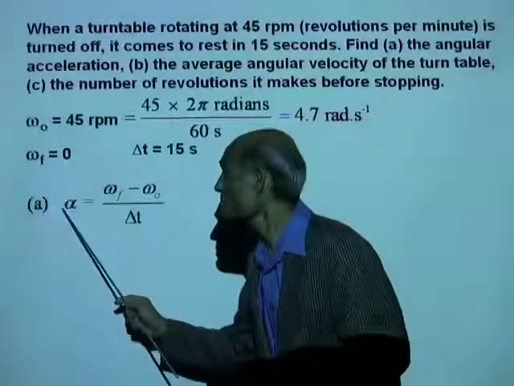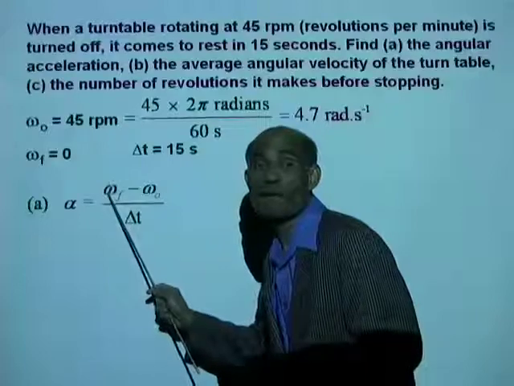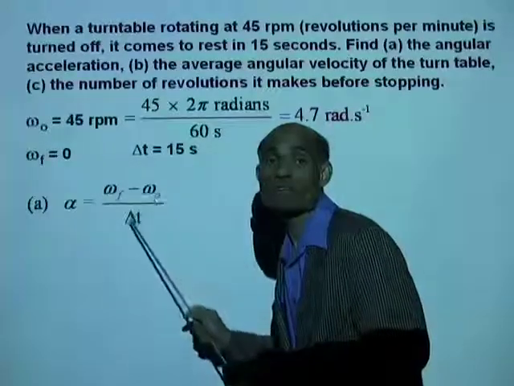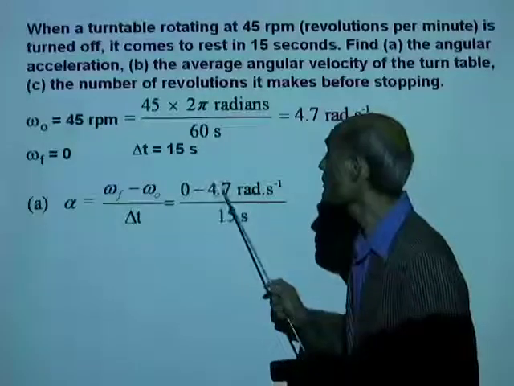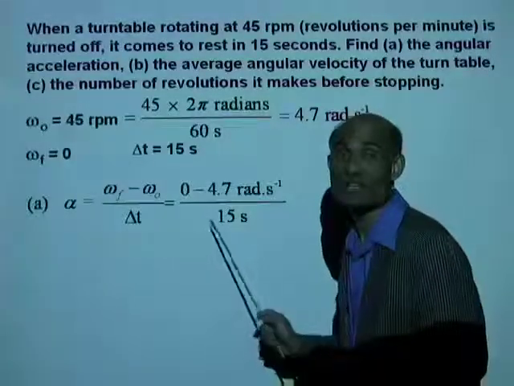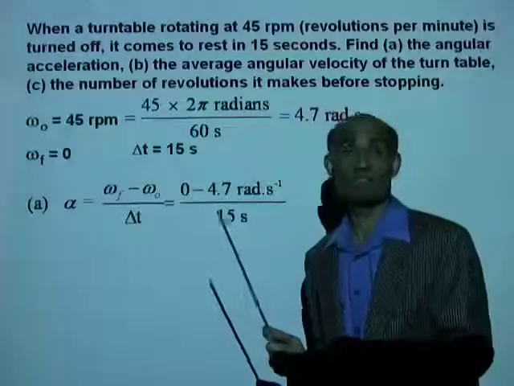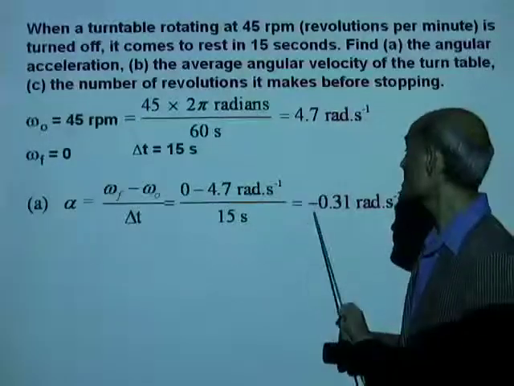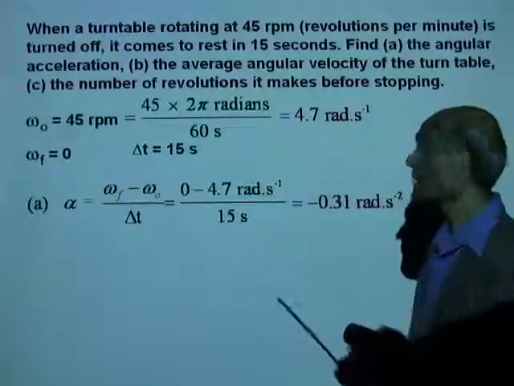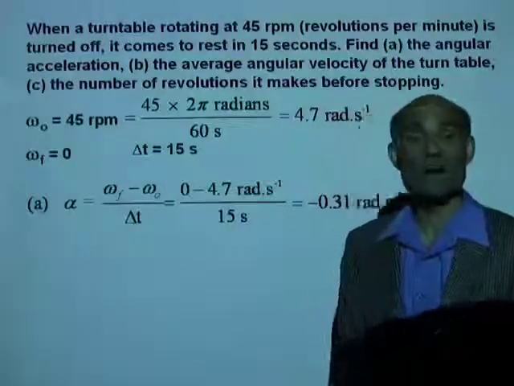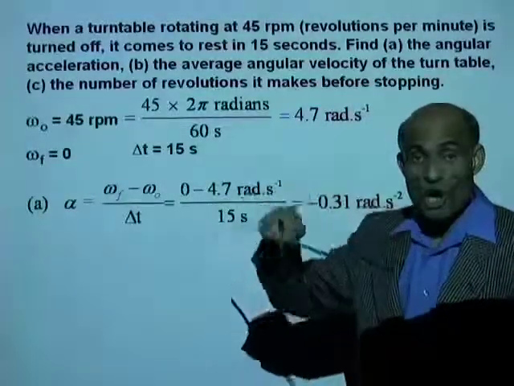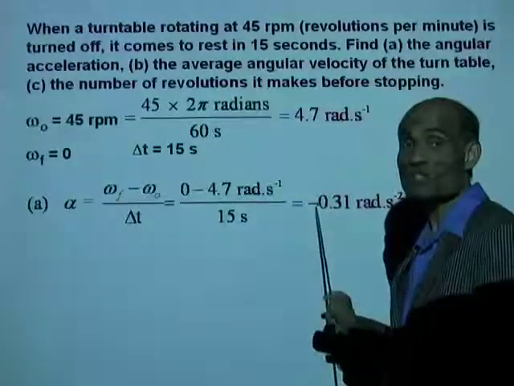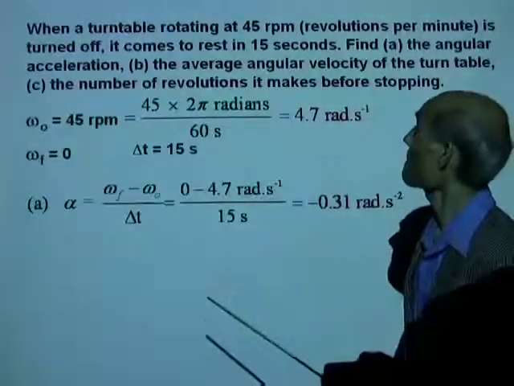Therefore, angular acceleration is omega f minus omega 0 divided by delta t. That is 0 minus 4.7 radians per second divided by 15 seconds. That is negative 0.31 radians per second squared. When a rotating disk comes to a stop, its angular acceleration is negative.